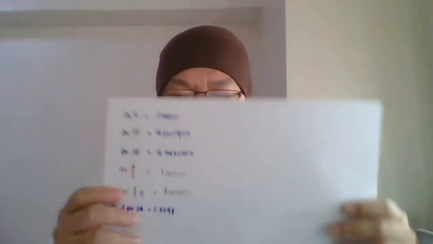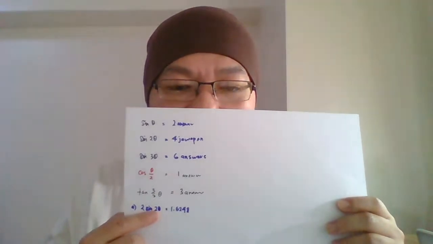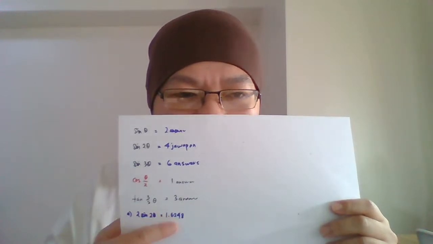Now, let's look at number 2. Alright, for number 2, the example, maybe you can read it yourselves later. I want to go straight to question A. Okay, so question A: 2 sin 2 theta equals 1.6248. Okay guys, this is our question. Right, number 2A. 2 sin 2 theta here equals 1.6248.